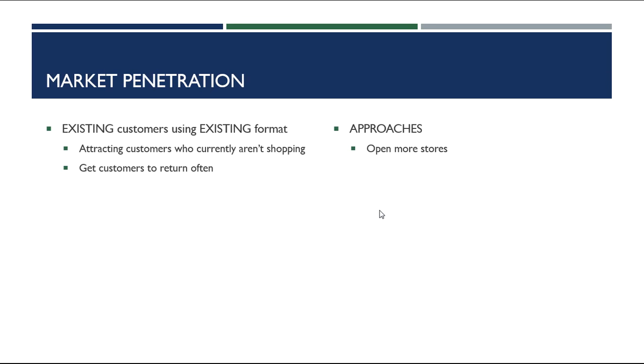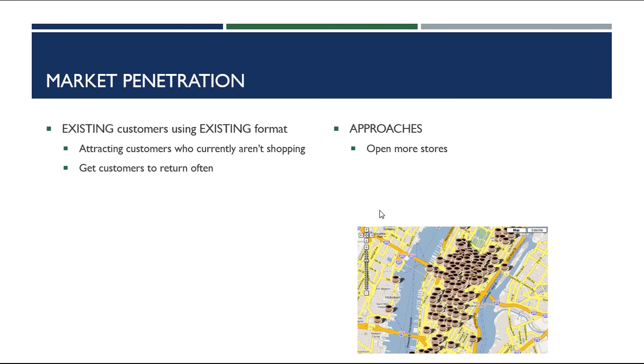The first might be to open more stores in the area. So if you are located in central Georgia and you notice that you have customers who live in Milledgeville but have to drive to Macon to get to your store, you might consider opening a store in Milledgeville. That way you can reach that audience and they might shop more frequently because it's easier to get to. This is a map of all of the Starbuckses in just one borough of New York. So as you can see, opening lots of stores in the same area definitely isn't necessarily a problem.